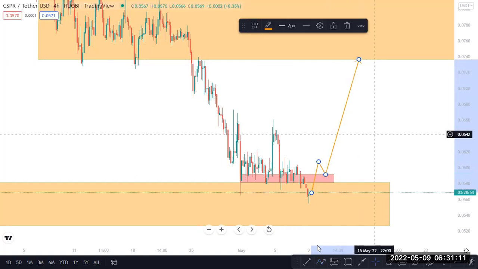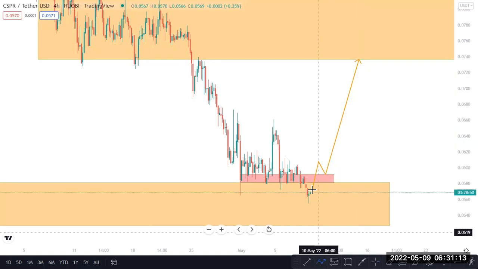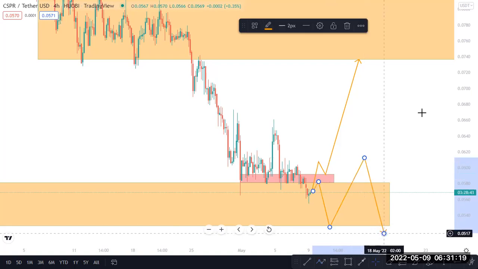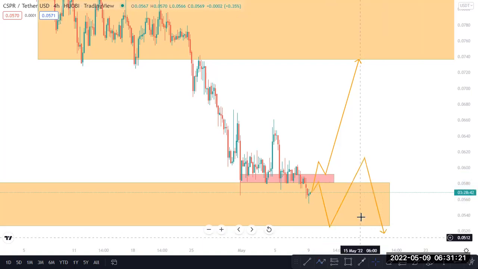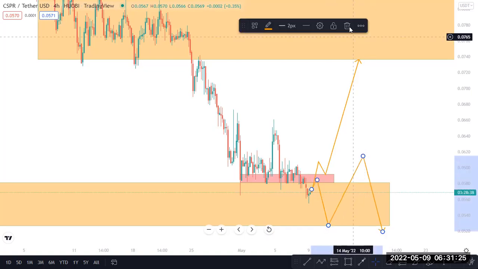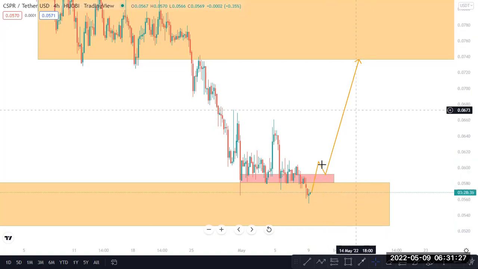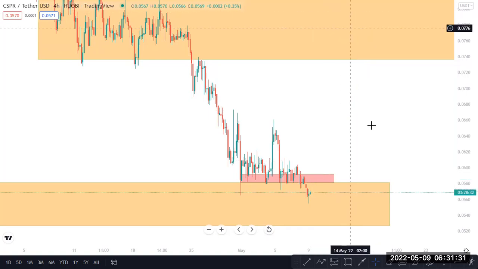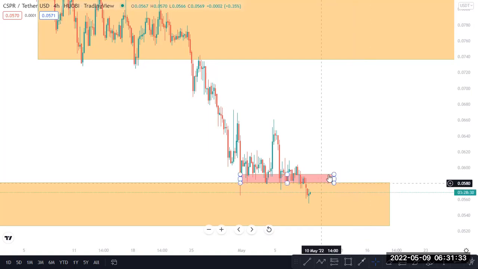Or if it comes back here and rejects around this area, I'm taking short entries, okay? So that is what we're looking for basically. We're looking for something like this on the 4-hour time frame. We want to see how this coin reacts to this structure. Then we take our entries based on that.